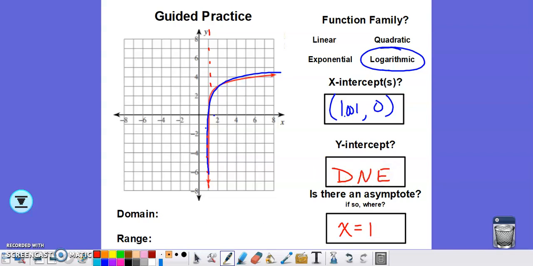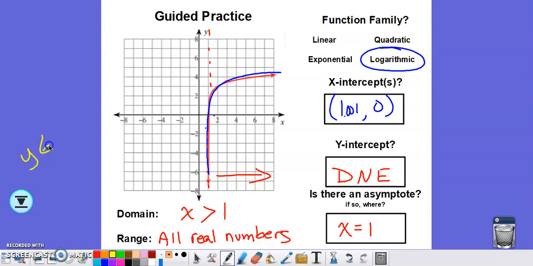So our domain is going to be every x value. In this case, I have to be greater than 1. And my range are going to be all real numbers. And again, you can write all real numbers, or you can write y is all real numbers.